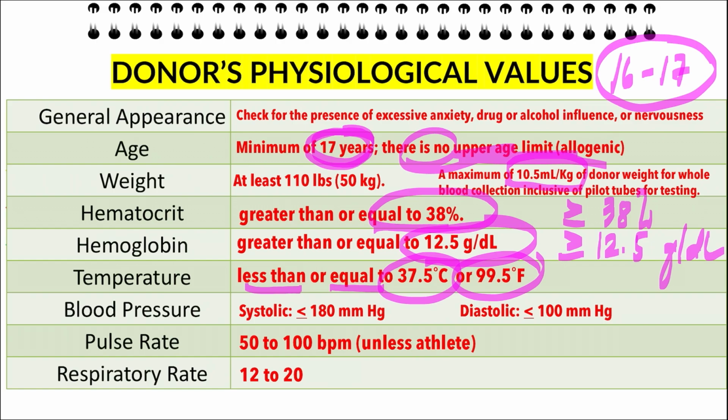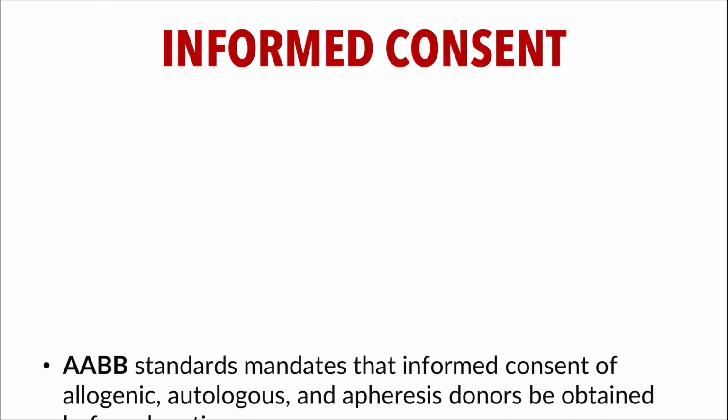For systolic, just remember, it's the number above. The maximum is 180 systolic, then diastolic 100. Pulse rate 50 to 100 unless an athlete. And then another one, we have 12 to 20. That's the respiratory rate, as long as, of course, the donor is not dyspneic. Okay? There is difficulty in breathing.